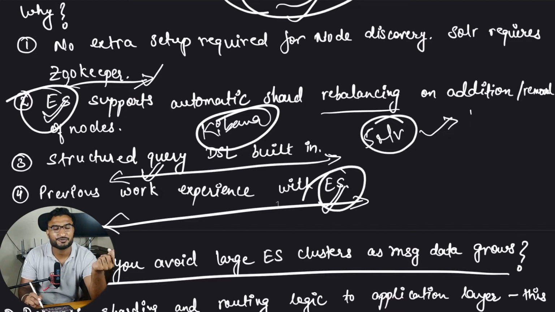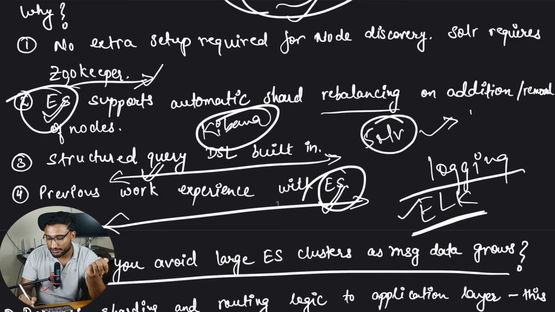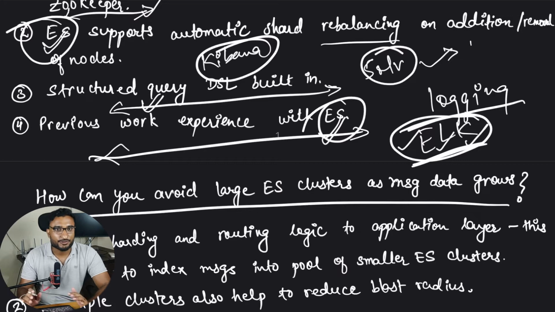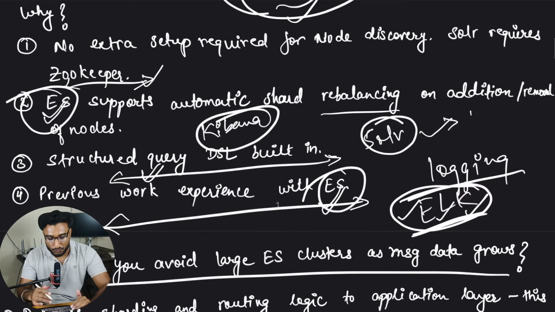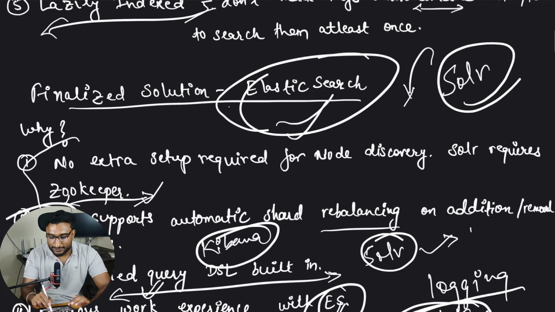ES was one of the solutions which Discord engineers already had previous working experience with. I believe it was used in their logging infrastructure. In logging, we do use the ELK stack: Elasticsearch, Logstash, Kibana, right? In some of the blogs I read, for logging they use Elasticsearch. Since there is already experience working in that particular technology, it will be easier to build another solution on top of it. So due to all those reasons, our finalized solution is Elasticsearch.